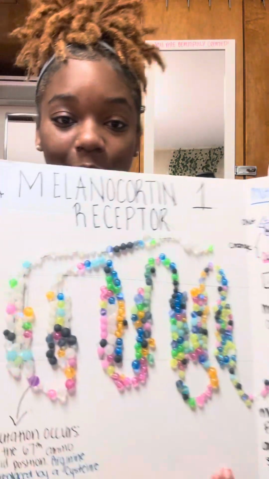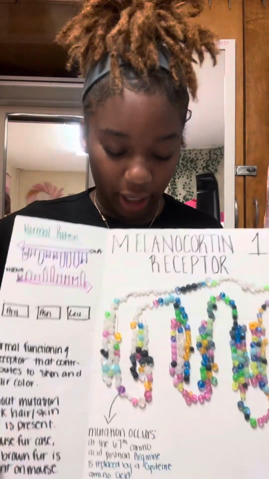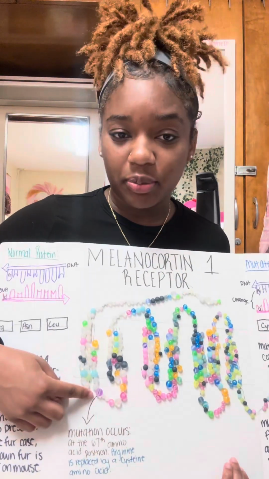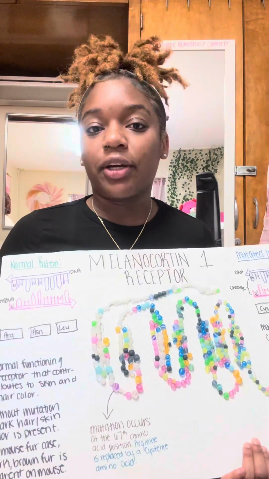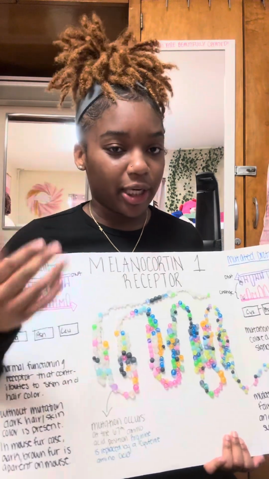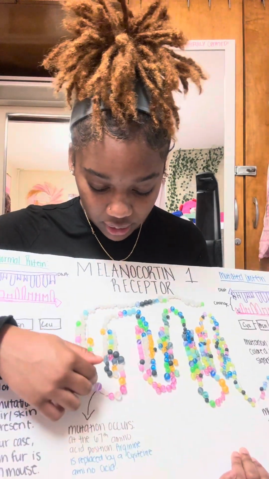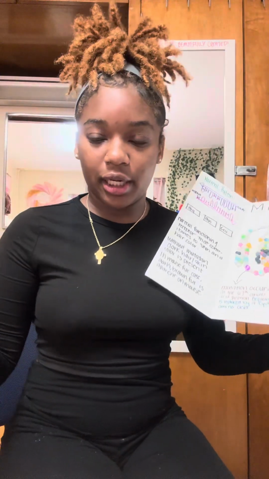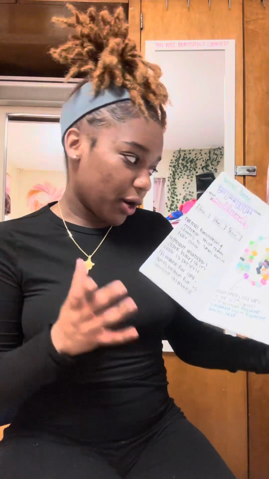In the model, the mutation is represented right here by the pinkish purplish bead, because in the diagram it had a slash in it, and one side was red and one side was brown. So I used this bead, which, if you look closely, has a little slash in it to show when it's either a cysteine or arginine.